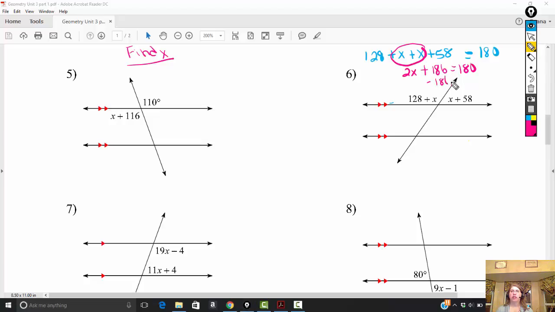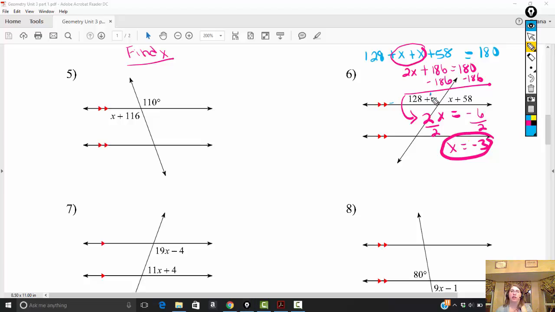We're going to subtract 186 from both sides. I'm going to come down here: 2x equals 180 minus 186, which is going to equal negative 6. Then you're going to divide by 2, and x will equal negative 3. Now, I don't want you to confuse this with having an angle measure that equals negative 3, because we haven't plugged this in. If I did 128 plus a negative 3, I would get 125 here.